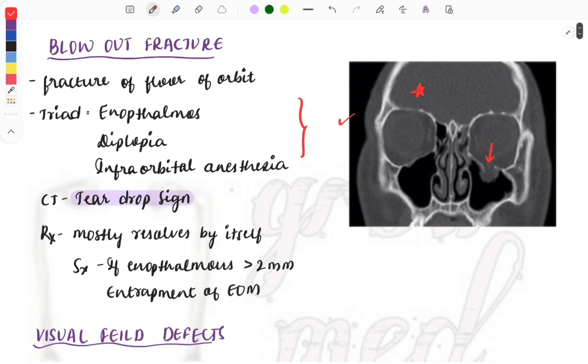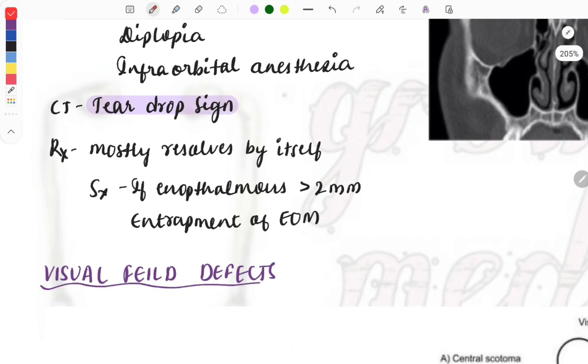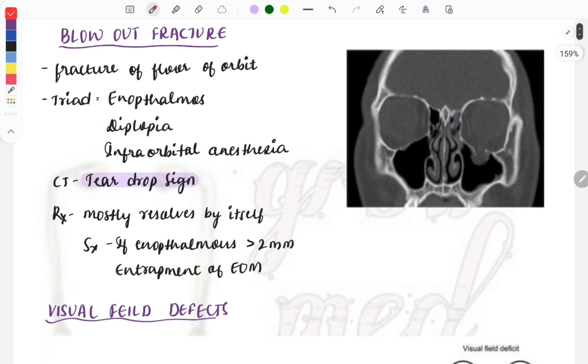Then the treatment mostly resolves by itself, so only conservative treatment we need to do. And we will do surgery if enophthalmos is present for more than 2 mm and there is entrapment of the extraocular muscles, mostly in the pediatric patient. Then this was all about the blowout fracture, which you must know.